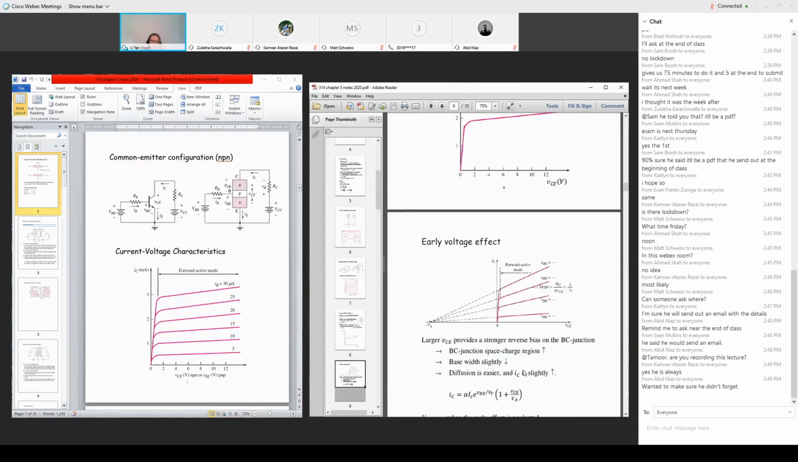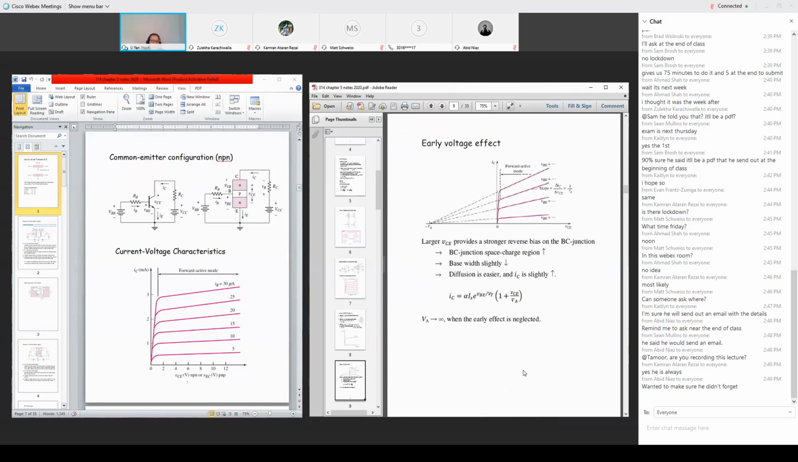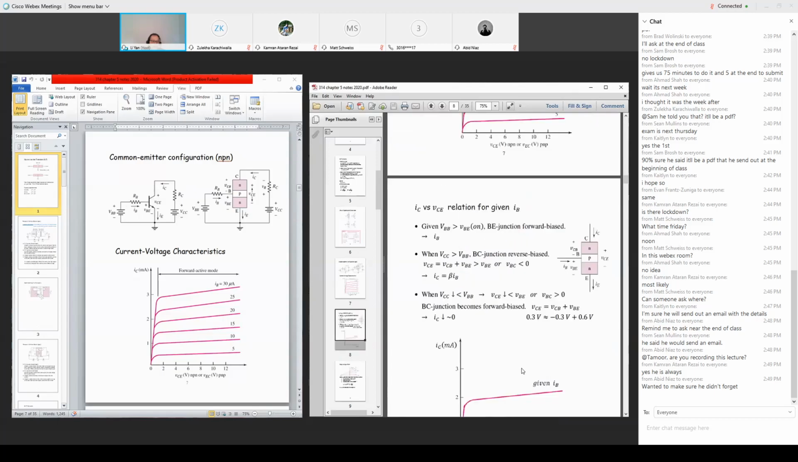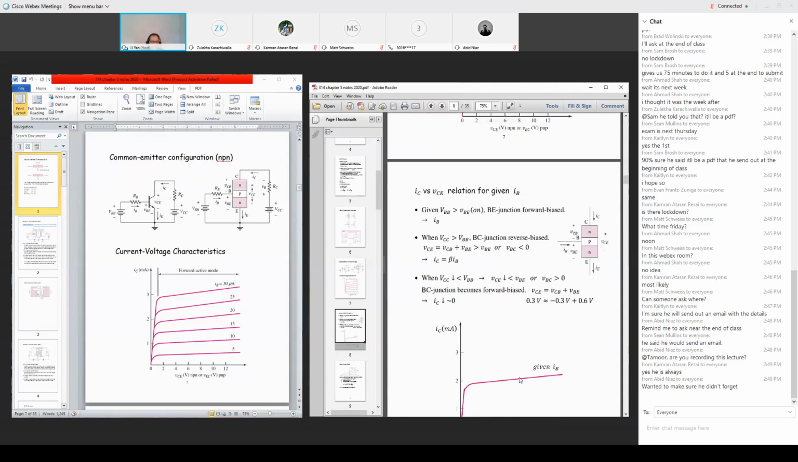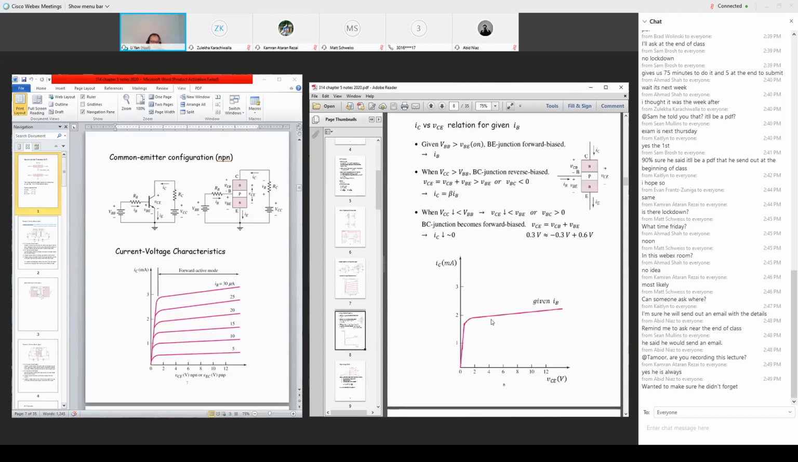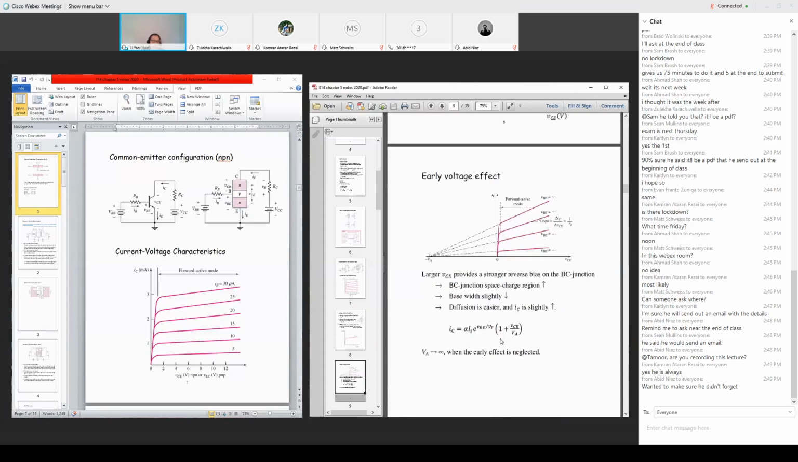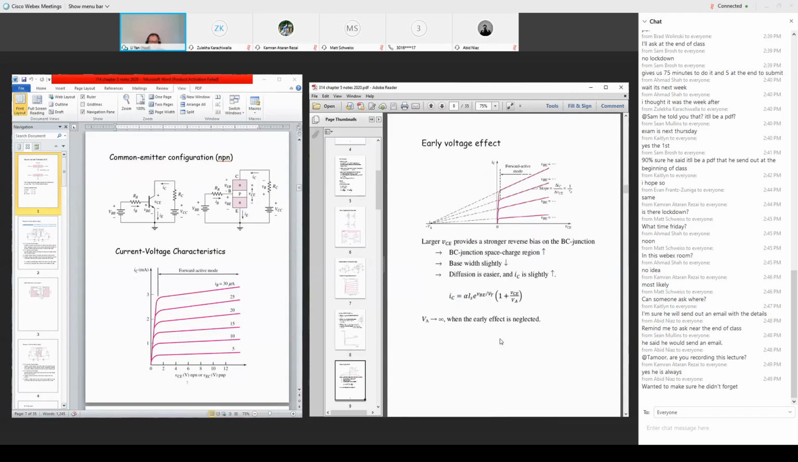And we notice that, okay, here I make a statement. In forward active mode, the collector current is proportional to the base current. So given a base current, IC should be constant, right? We just say that line should be constant. Why is there a slight tilting? Well, the next slide tells me the effect.